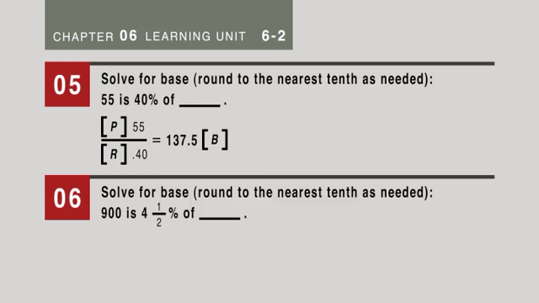Number 6, 900 is 4.5% of what number? So again, we're solving for the base. We take our portion of 900, we divide it by our rate. We turned our percent into a decimal, which is 0.045, and we end up with a base of 20,000.